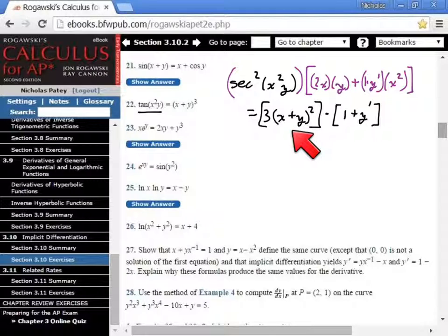Yeah, if you don't have that much time, I would press pause on this one and go back to it later. So then I have to distribute this one to the 1 and that to the y prime. And then I have to get the y primes on the same side and then divide, which is going to be a long process.